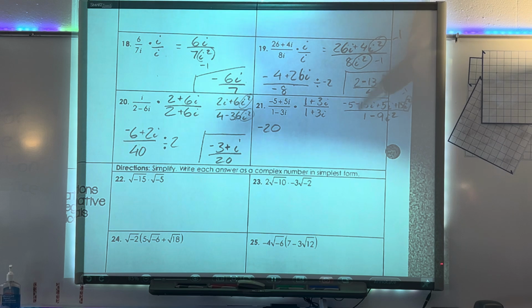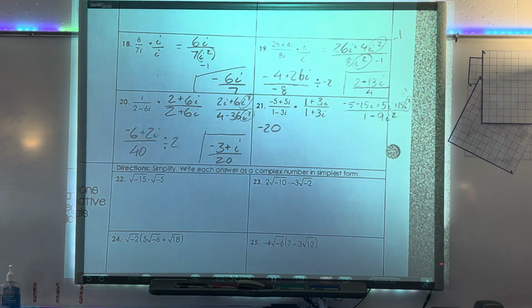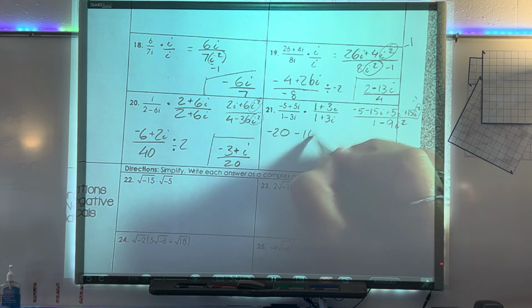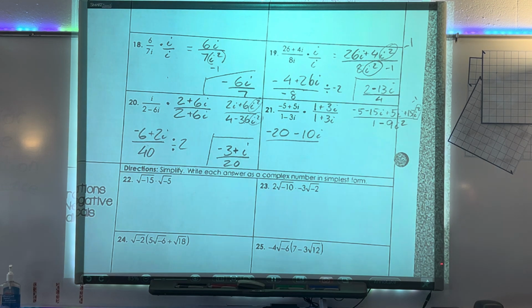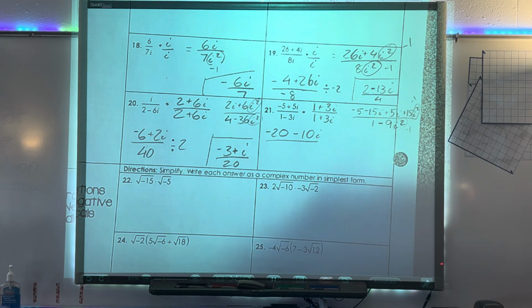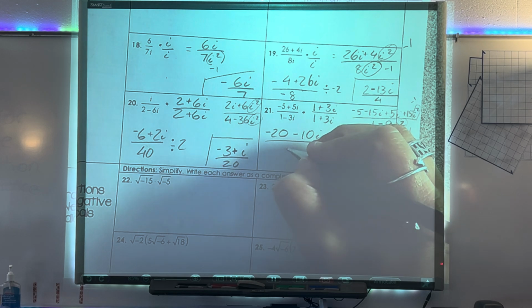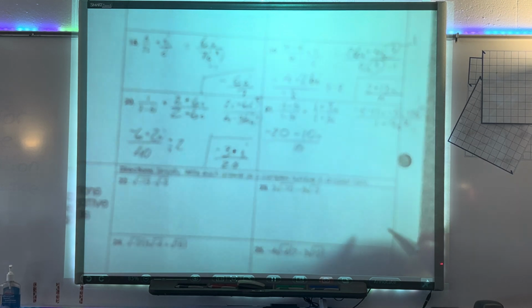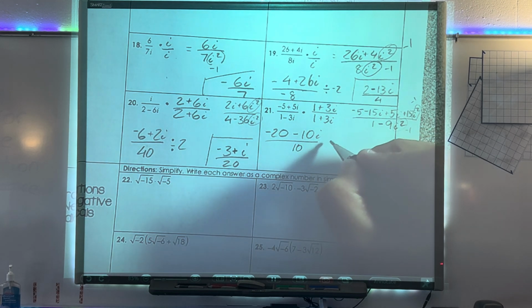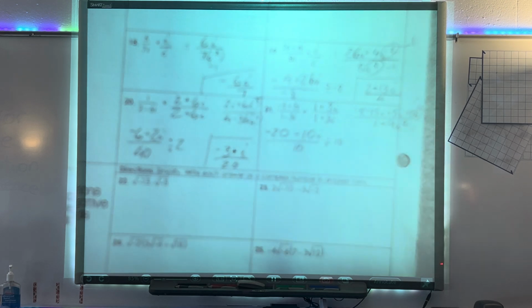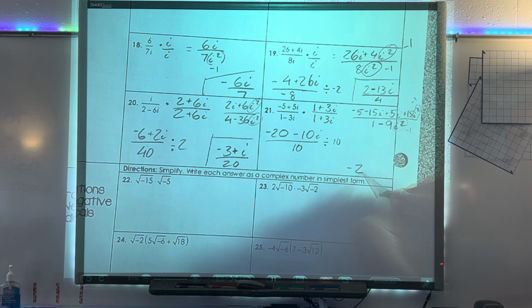And then my I's right here at the top, that's a -15, a positive 5, -10. Minus 10I, and then on the bottom, this I squared becomes a -1. Which means I'm gonna have 1 plus 9 instead of 1 minus 9, which gives me a 10, that works out nicely. Divide everything by 10. Everything by 10 gives me -2 minus I, and that's what we got.